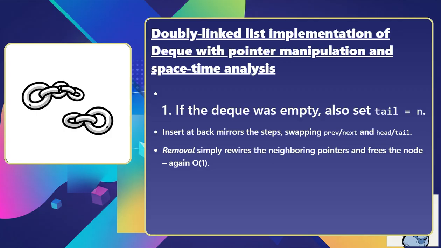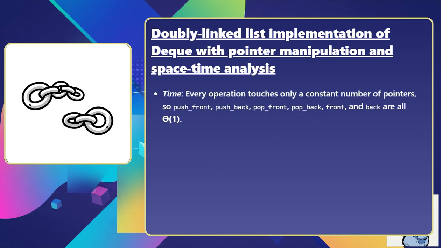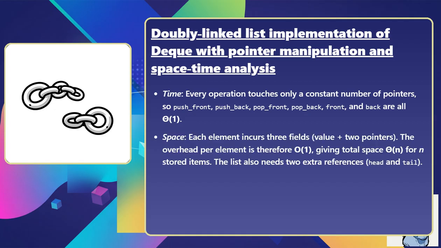Again, O(1). Space-time analysis. Time: every operation touches only a constant number of pointers, so push front, push back, pop front, pop back, front and back are all Theta(1). Space: each element incurs 3 fields, value plus 2 pointers. The overhead per element is therefore O(1), giving total space Theta(n) for n stored items. The list also needs 2 extra references, head and tail.